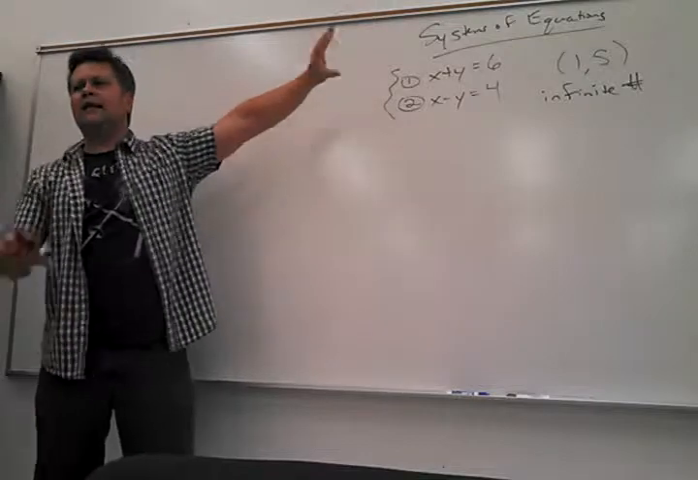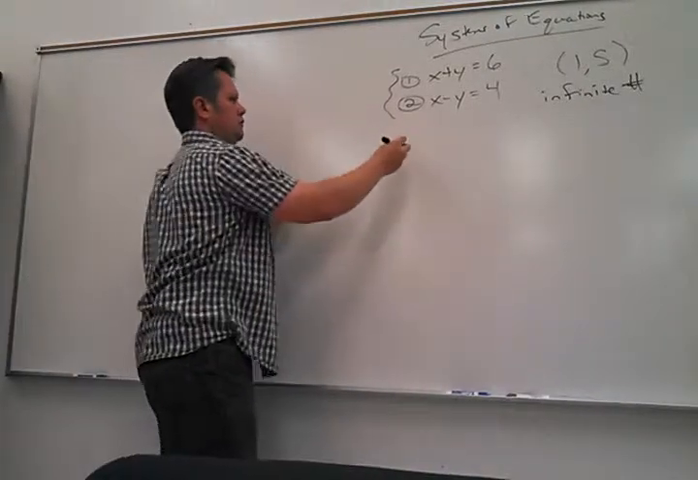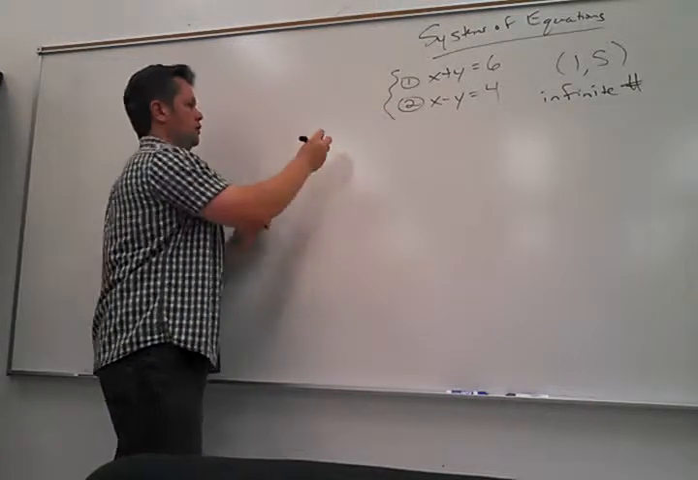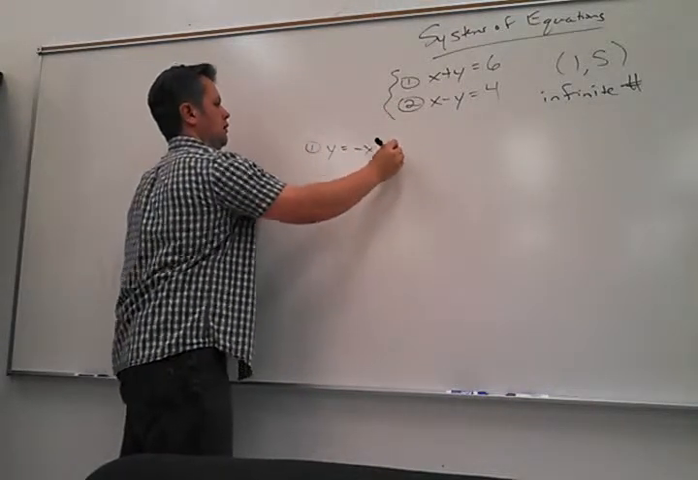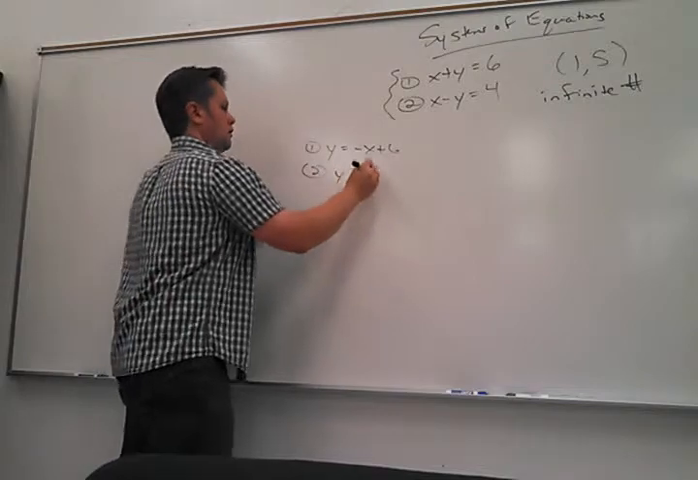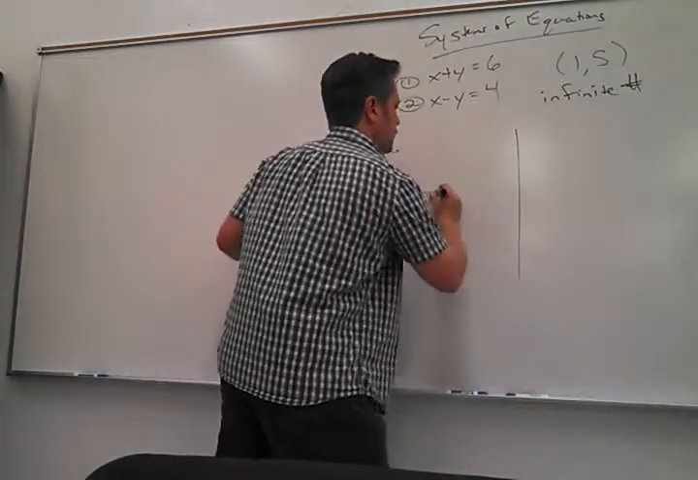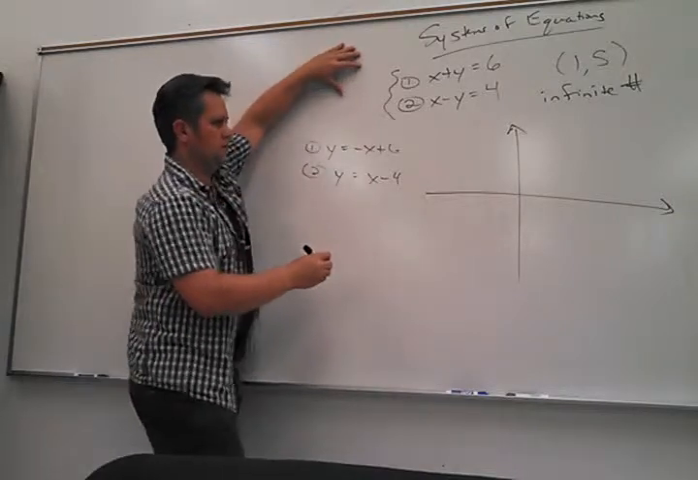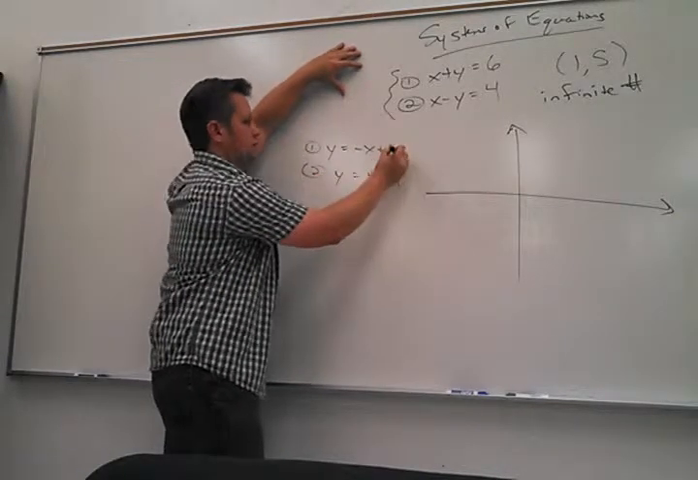In this case, I made nice ones. Can we graph those two? What's the quickest way to graph? Yeah, good. Solve for y. So we can graph those two, right? Is that cool? How do I graph this first one? Zero. Good. The y-intercept is 6.